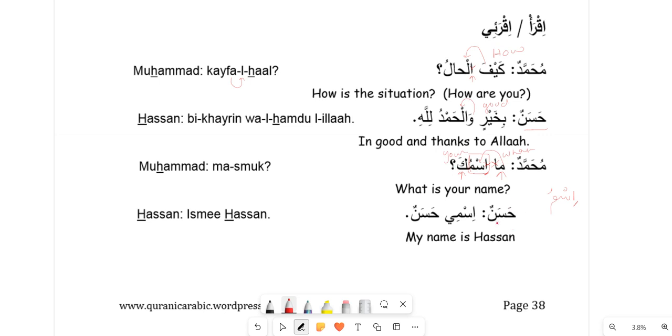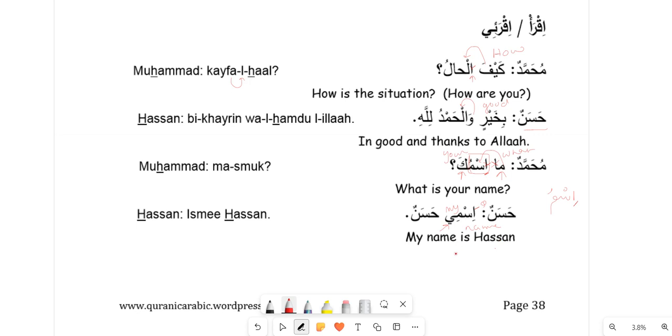Hassan says ismi. Here the ya is a pronoun meaning my. Ism means name. So that means my name is Hassanun. Ismi. Now this is hamzatul qata. Why hamzatul qata? It's at the beginning. Ismi Hassanun: my name is Hassan. So that's how you read hamzatul qata and hamzatul wasl.